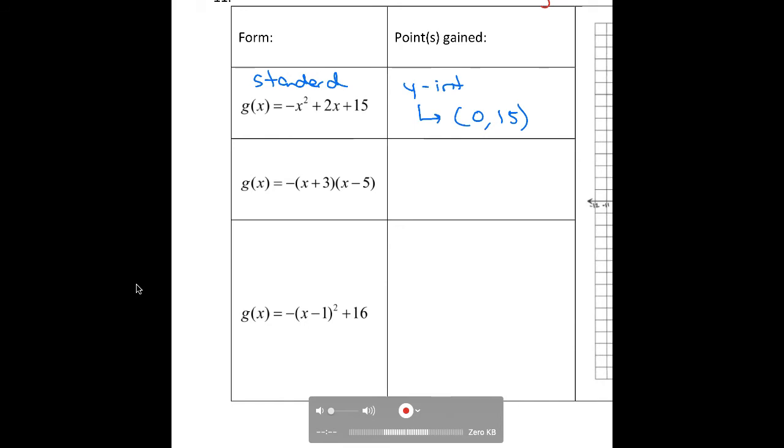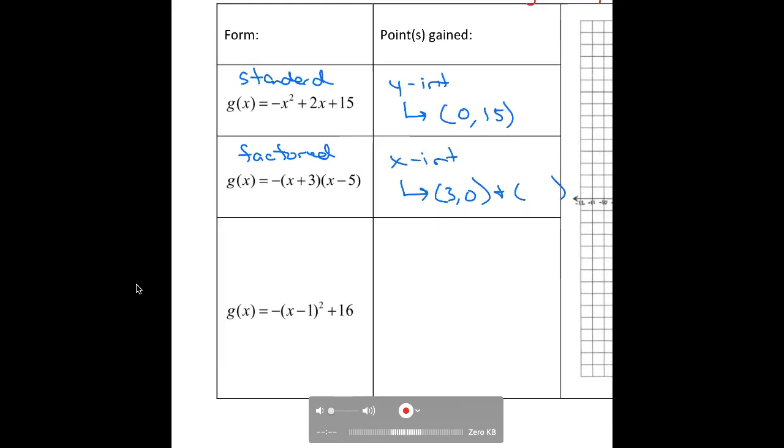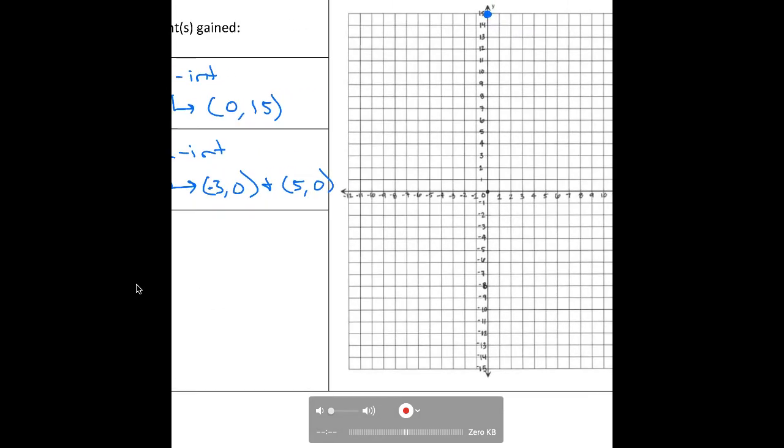The next form, negative, and then x plus 3 and x minus 5 in parentheses. Which in this case would be negative 3, 0. Yep, it would be negative, thank you. But it is negative 3 first. X is the one where 0 comes second. And then the other one would be positive 5, 0. Yep. So negative 3, 0, and 5, 0.